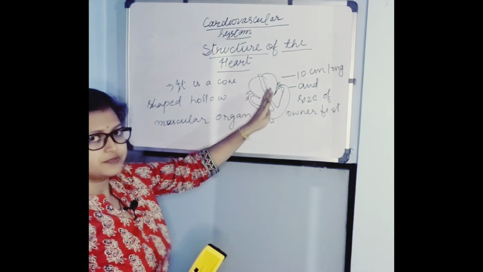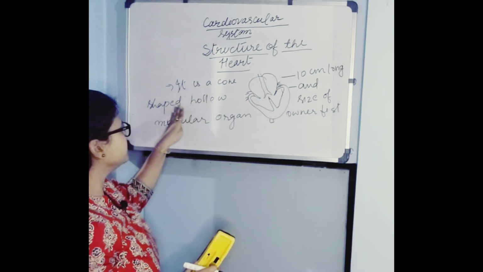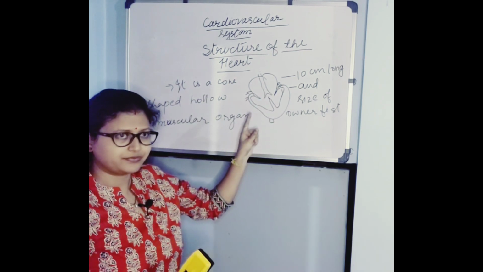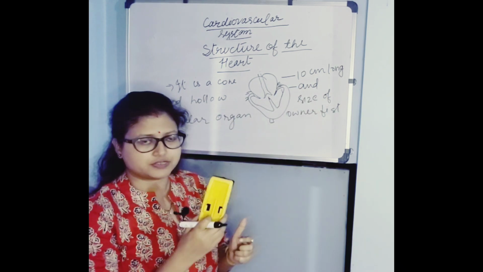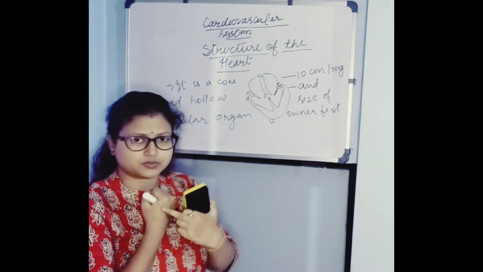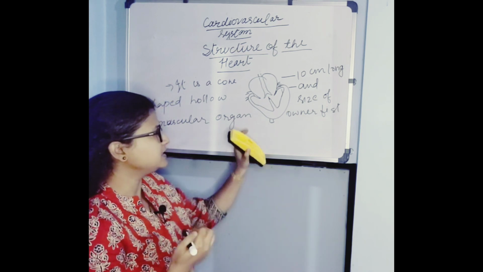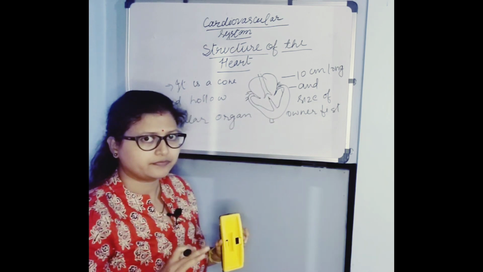The drawn structure of the heart, it is a cone shaped hollow muscular organ. Okay, it is about 10 centimeter long and the size of our fist. Our fist means this one. Okay, it is the size of our fist and it is 10 centimeter long.